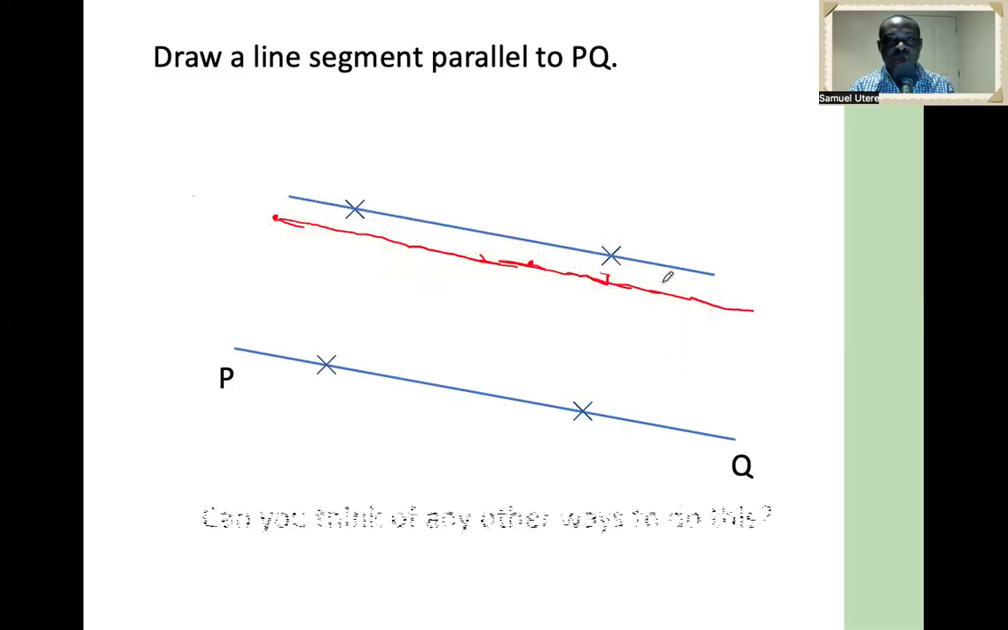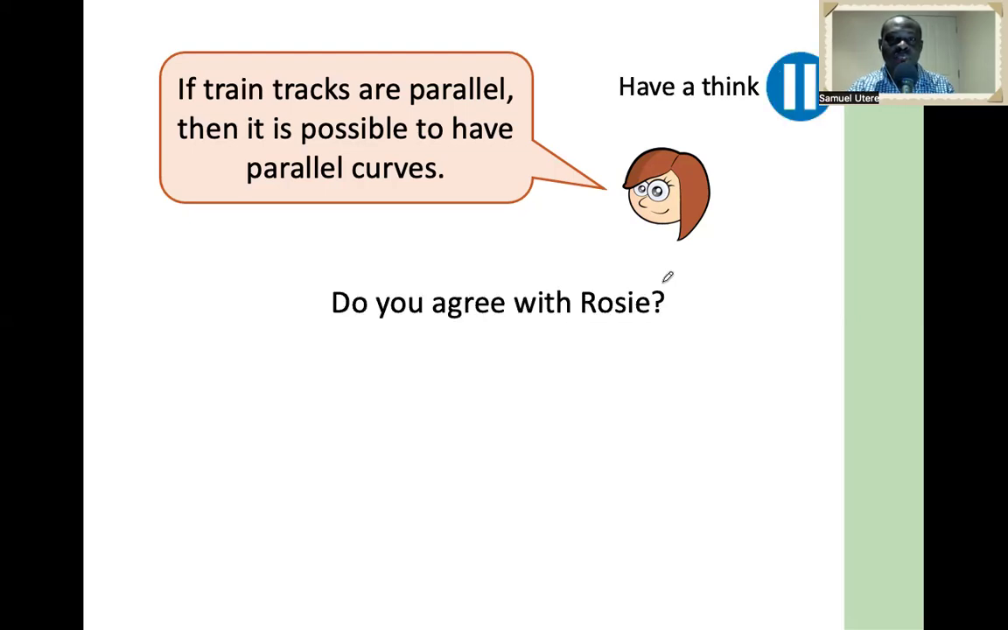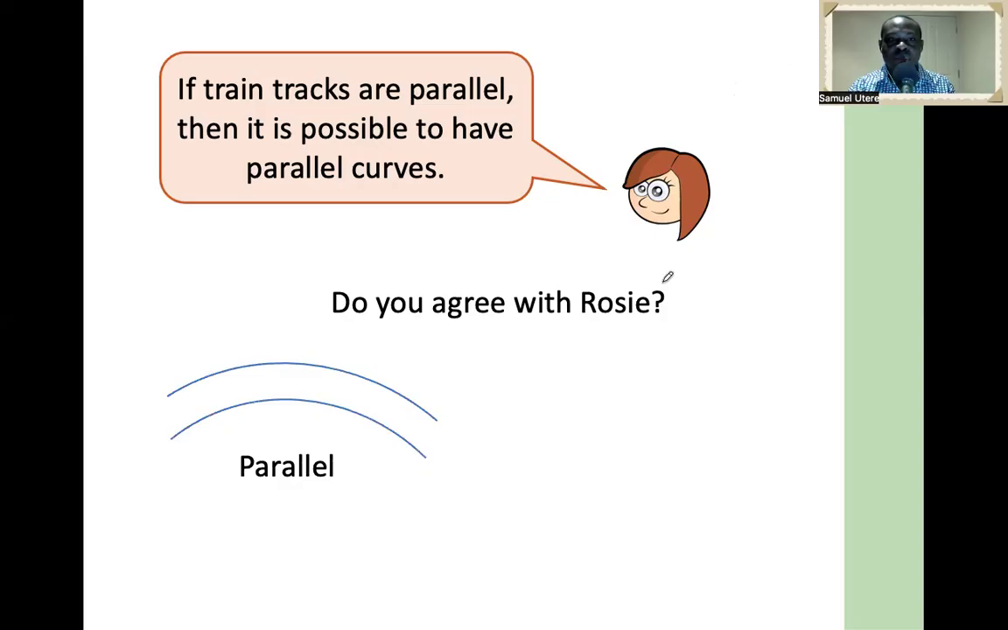Okay. Here is what Rosie thinks. She thinks if train tracks are parallel, then it is possible to have parallel curves. Well, we'll agree with Rosie, because train tracks actually are parallel. If the train tracks were not parallel, at the curves, the trains would go off the track. But not all curves are parallel, so you can have this which is not parallel, even though it may seem that the perpendicular distance between the lines are equal.